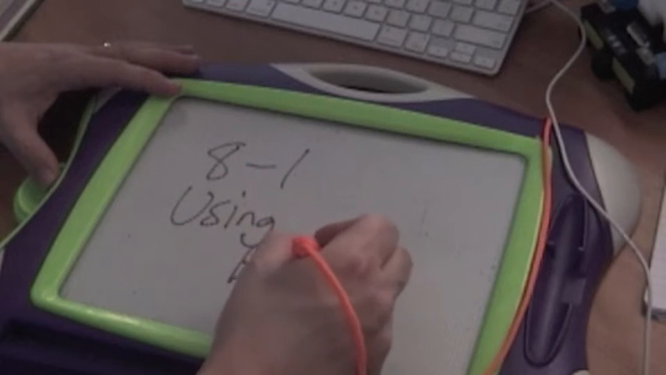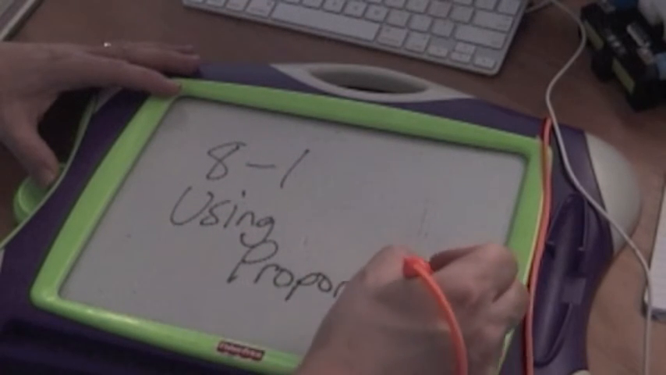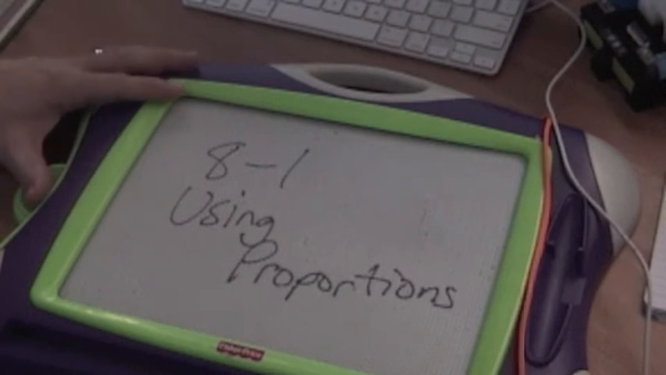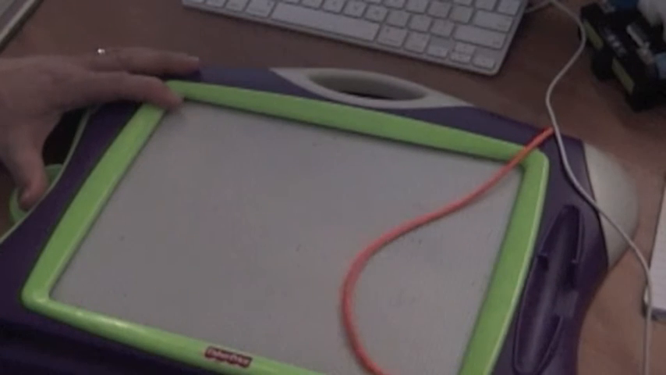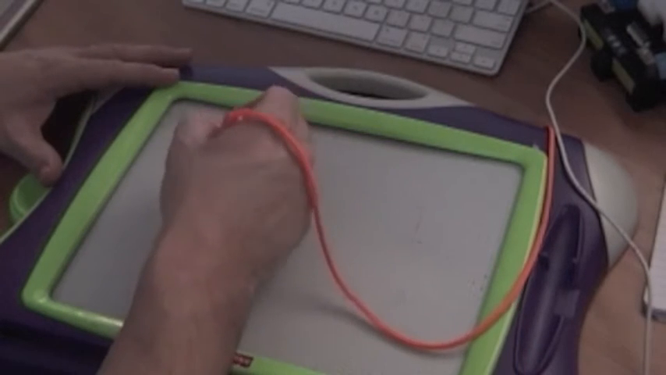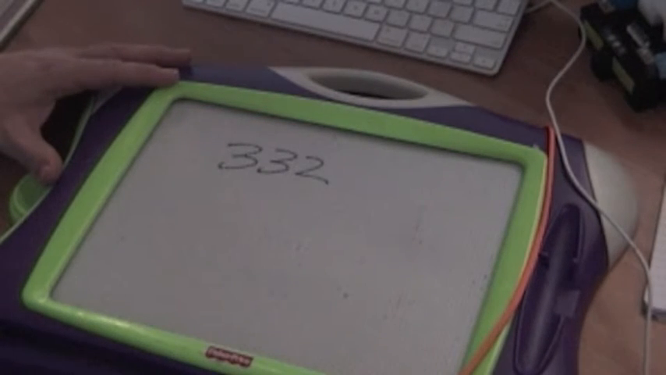Today's lesson is on section 8.1, using proportions. Using proportions is nothing more than coming up with equivalent fractions. And the easiest thing to do here is to look at some of the examples in the book. So, if you look on page 332, I'm looking at number 9.